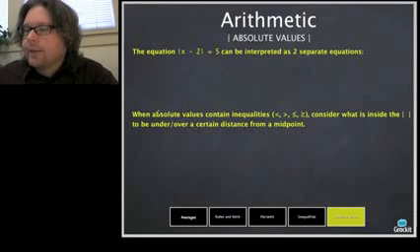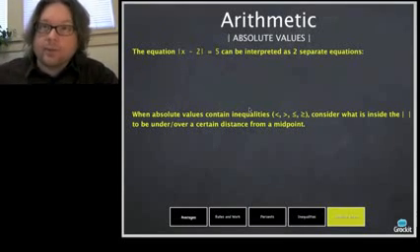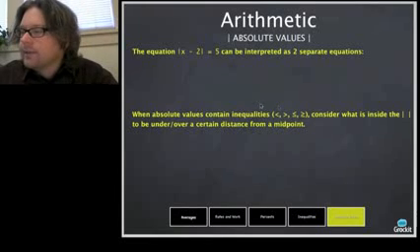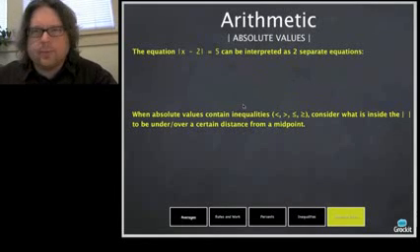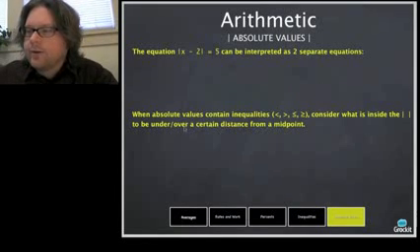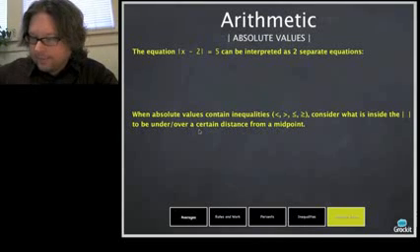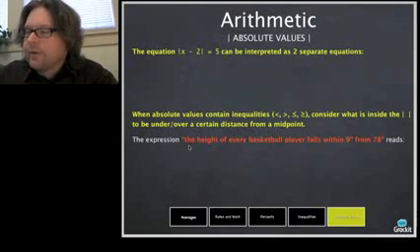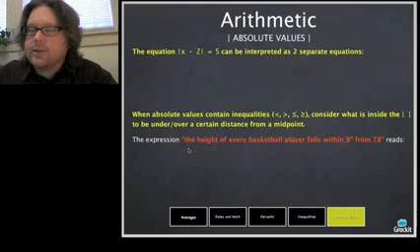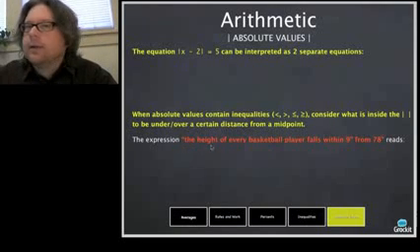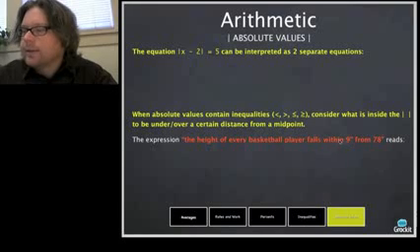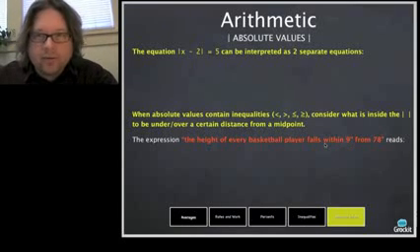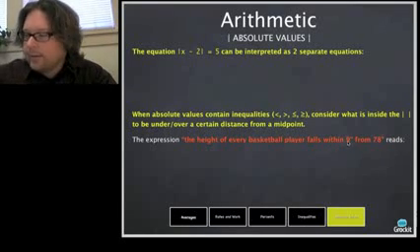So when absolute values contain inequalities, which we just covered, consider what is inside the absolute value markers to be over or under a certain distance from a midpoint. So, for example, the expression: the height of every basketball player falls within 9 inches from 78 inches. Okay, so the distance from some central value is within 9.